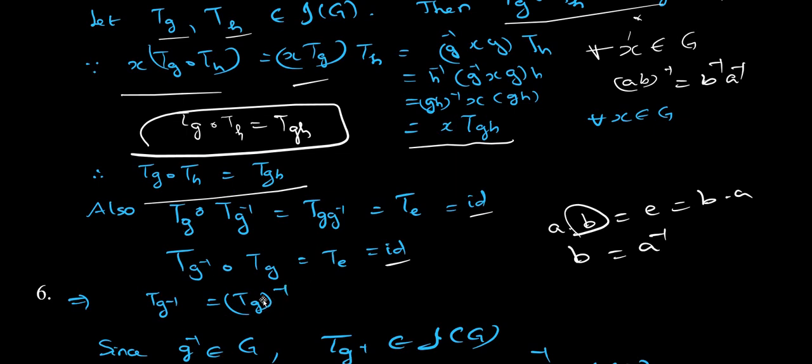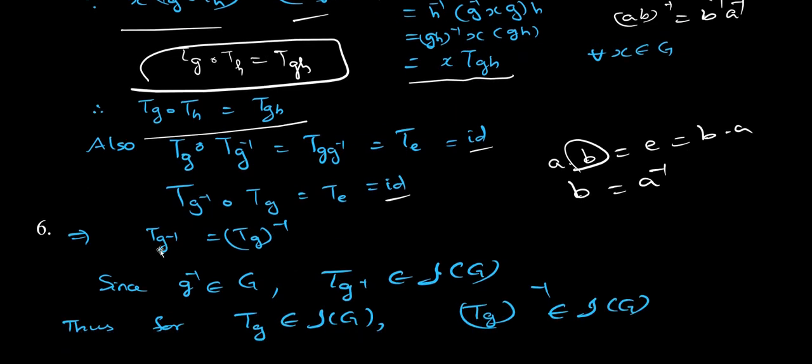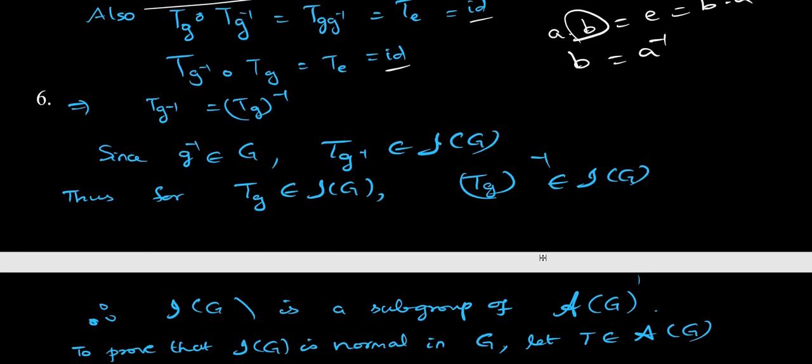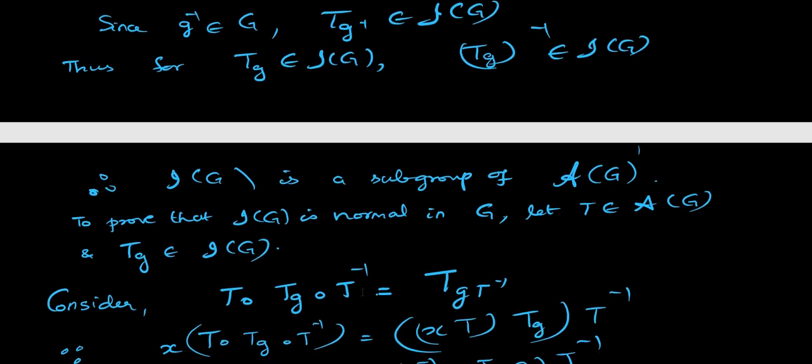Here we get this because we know that A dot B equals E, where E is the identity element, so B dot A = E as well, and whatever we have here will be the inverse of this, and this is how we denote it. So g inverse belongs to G. Whenever g belongs to capital G, therefore Tg inverse should belong to this. So for any Tg in script I(G), Tg inverse is also in script I(G), and therefore script I(G) is a subgroup of script A(G).